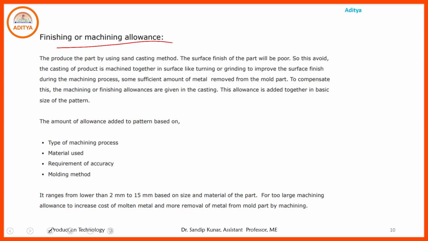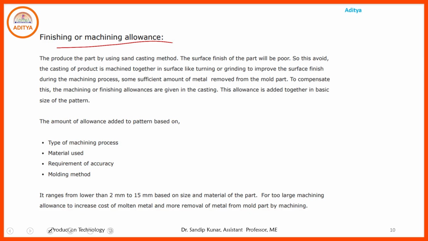Finishing and machining allowances. What is that? Sometimes after the casting process, after solidification of the poured molten metal, we finally get the cast product. And after getting the cast product, sometimes the outer surface finish is not good. It will keep some impurities, and some extra shape will be there, some burrs will be formed, some depressions will be formed. So we require the final shape, the final and finished product.